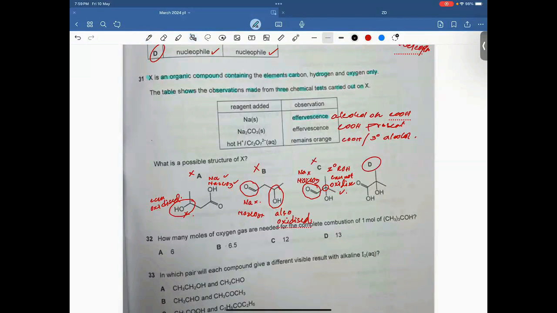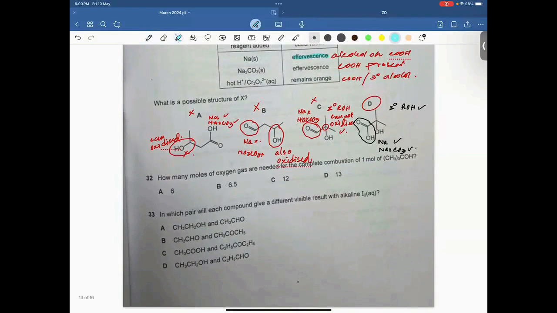Why is D correct? Because this is a tertiary alcohol, a 3-degree alcohol, so it cannot oxidize. And it is also a carboxylic acid. So this acid gives the sodium metal test, and this acid can give you the sodium carbonate test as well, right? So both these reagents give a positive test. So D is going to be the right answer.